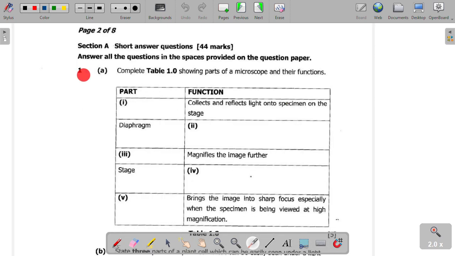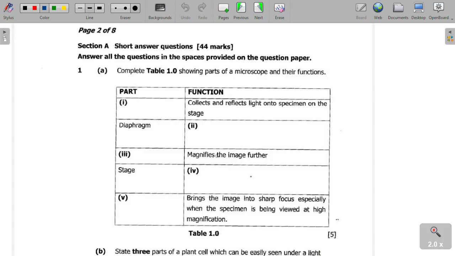Number one, A, complete table 1.0 showing parts of a microscope and their function. Okay, so here we are actually dealing with the microscope. I hope you have studied this topic. If you studied, good for you. If you didn't, make sure that you revise with me right now.